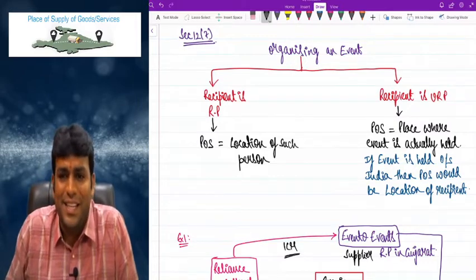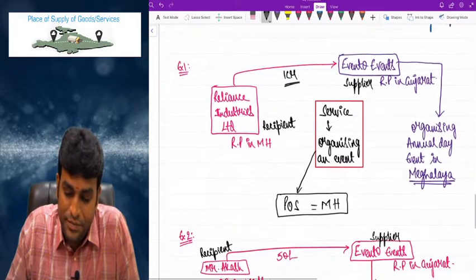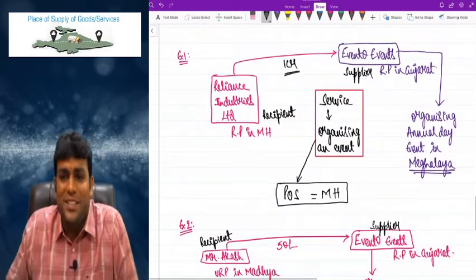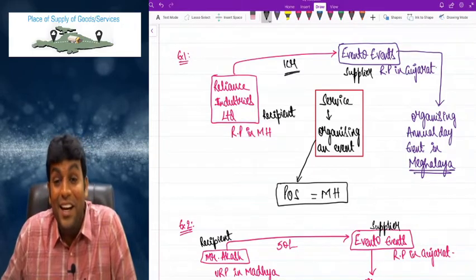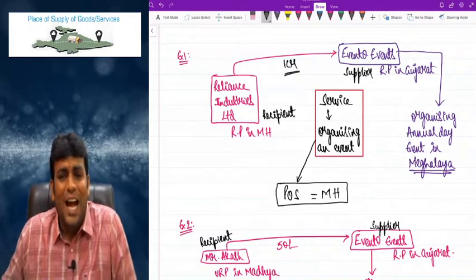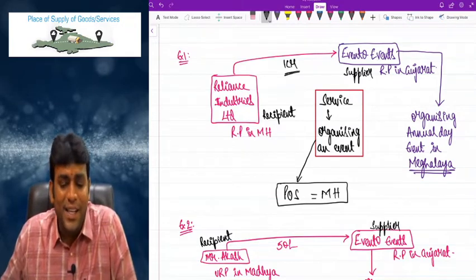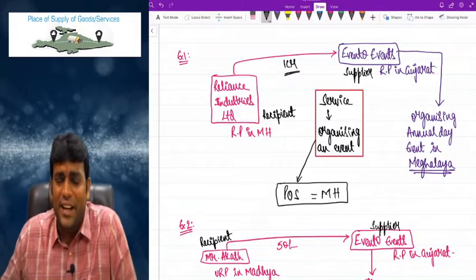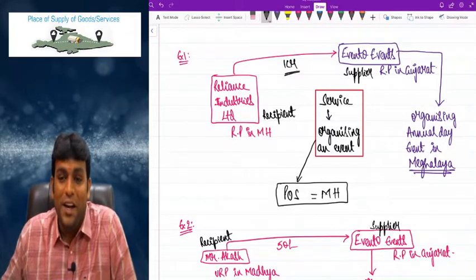Clear? The table makes sense? Brilliant. Moving forward. Look at example 1. Example 1 is talking about a case where the receiver is a registered person. And if the receiver is a registered person, it doesn't matter where the event is held. Wherever the event is held, it doesn't matter at all, because place of supply is directly the location of the recipient.